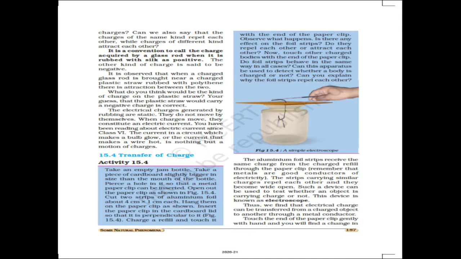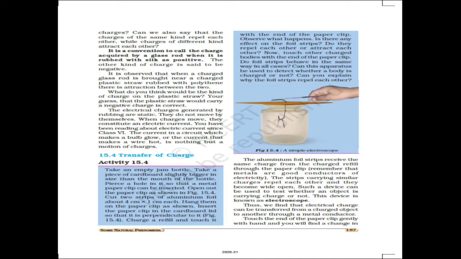And today we are going to see further what is given in our textbook. So let's see. Transfer of charge. Activity 15.4. Take an empty jam bottle. Take a piece of cardboard slightly bigger in size than the mouth of the bottle. Pierce a hole in it so that a metal paper clip can be inserted. Open out the paper clip as shown in figure 15.4.